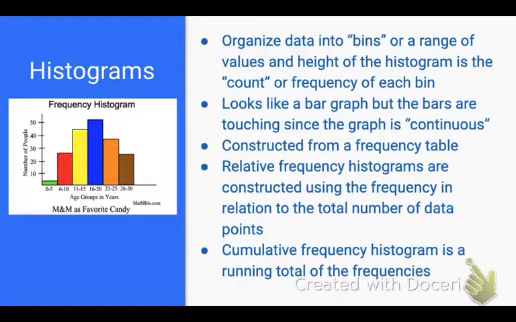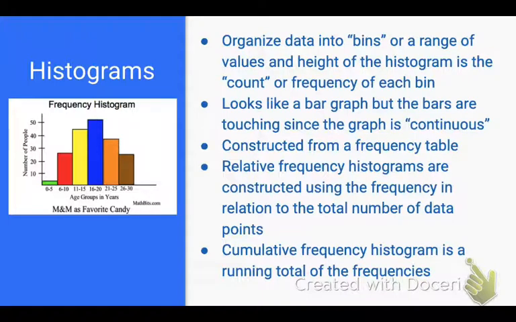So this one is a frequency histogram, so we would look at that and say that there are maybe 4 or 5 people in the age range of 0 to 5 that prefer M&M as their favorite candy. 25 approximately in the 6 to 10, and that's how we would read that graph.